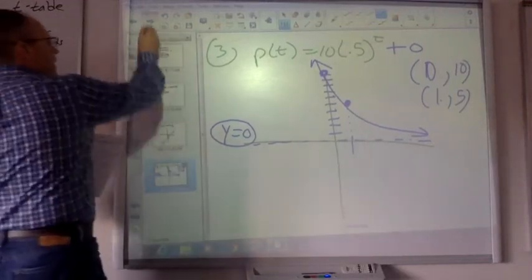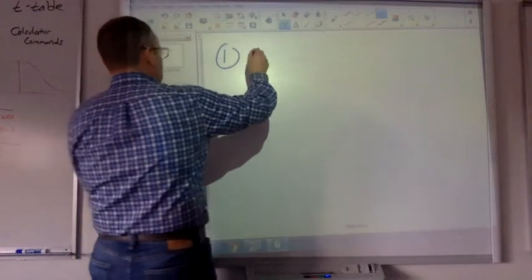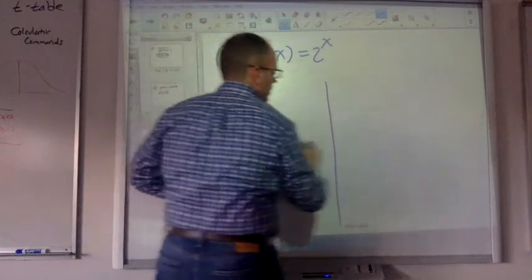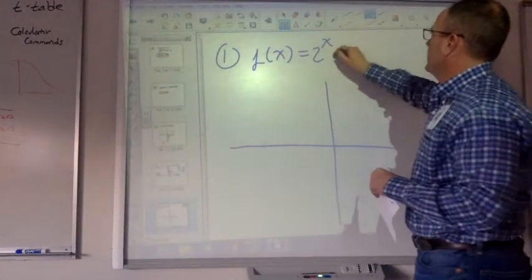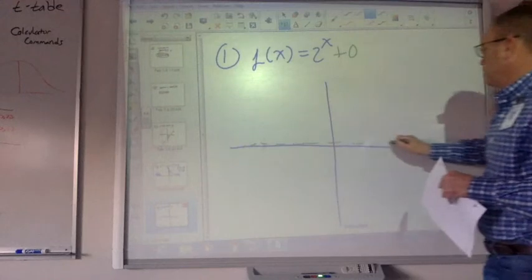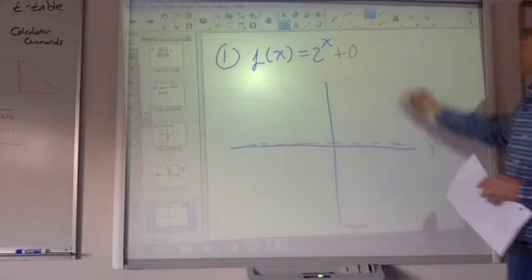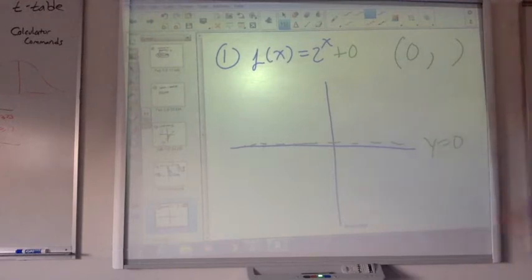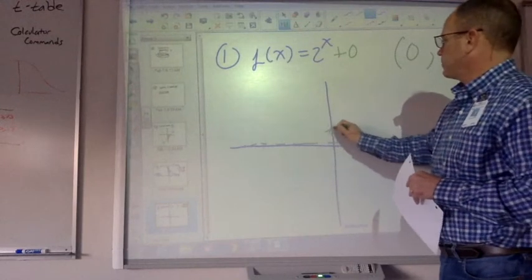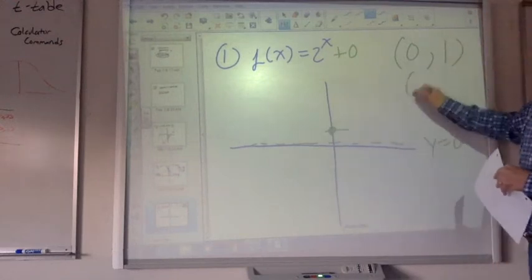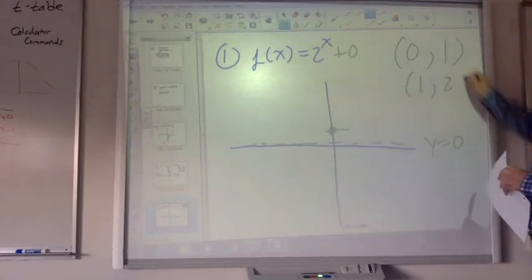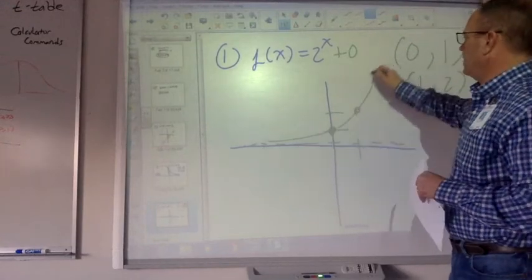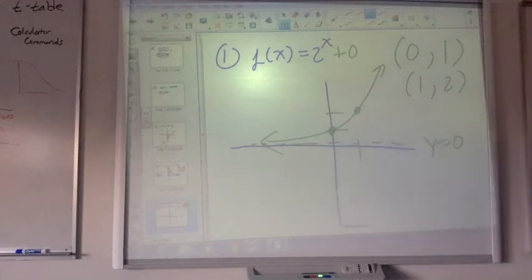Number 1. Okay, so technically that's plus 0. Here's my asymptote. Again, y equals 0. Let's figure out where it crosses the y-axis. So plug 0 in. 2 to the 0 is 1. Plug 1 in. 2 to the first is 2. Looks like that. And that is growth, because as I go to the right, it goes away from the x-axis.